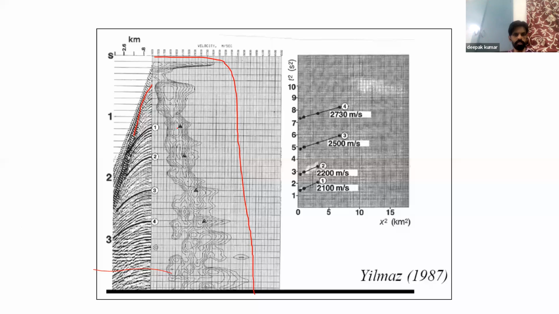So as you can see here, these triangles, they have picked velocity corresponding to each reflector or each reflection, which we will see for actual data also. This is taken from Yilmaz's book.